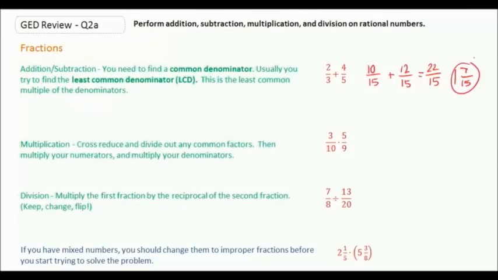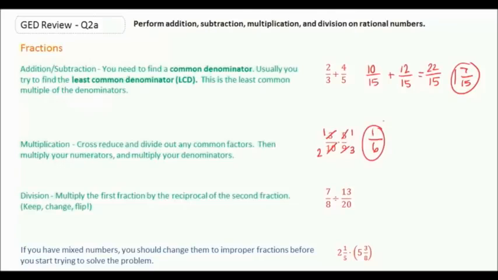When multiplying fractions, you want to cross-reduce and divide out any common factors. Then you're going to multiply your numerators and multiply your denominators. So cross-reducing means you're looking on the diagonal. Here, 3 goes into both 3 and 9. So I'm going to divide that out. So 3 goes into 3 once, and 3 goes into 9 3 times. On this diagonal, we can divide out a 5. 5 goes into 5 once, 5 goes into 10 twice. So now we're going to multiply 1 times 1, which gives us 1, and 2 times 3, which gives us 6. So our answer is 1/6.